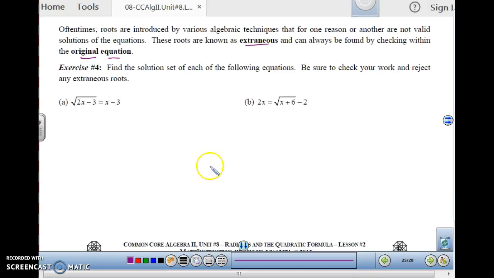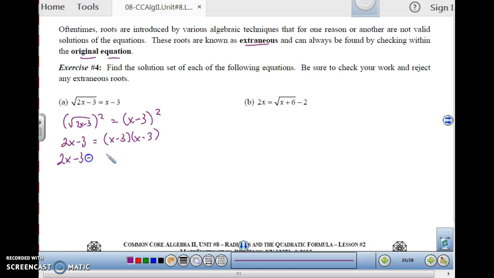Okay, so let's solve letter A. All right, to get rid of the square root, we have to square both sides. So the square root of 2x minus 3, squared, is equal to x minus 3, squared. All right, when you square a square root, you get 2x minus 3. X minus 3 squared is x minus 3 times x minus 3. Make sure you FOIL that.